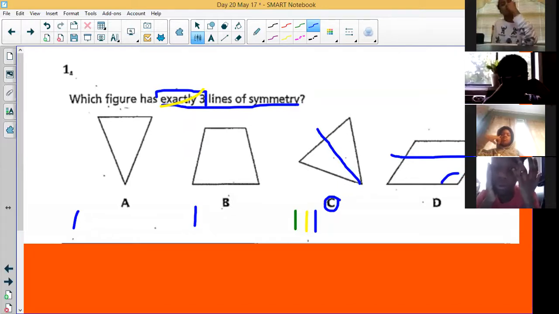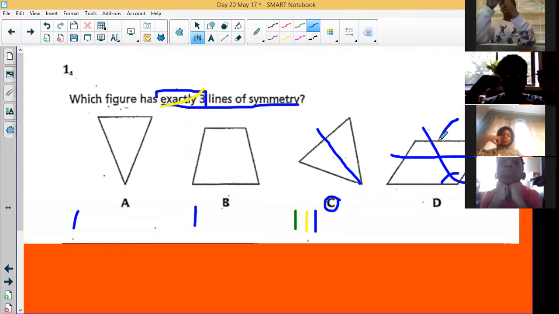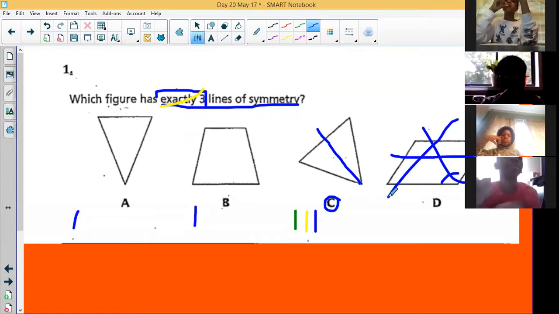They are not. Acute means less than 90 degrees. Obtuse means more than 90 degrees. So you know they are not. So this one right here does not have any lines of symmetry. And I just wanted to point that out. So a parallelogram doesn't have any lines of symmetry. Okay? All right, let's go to your next question.